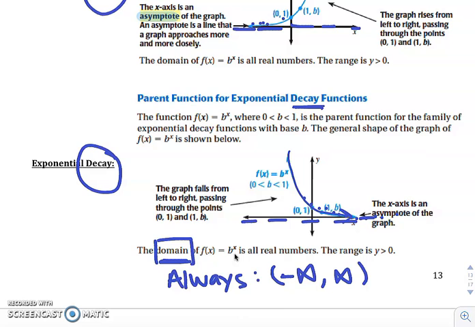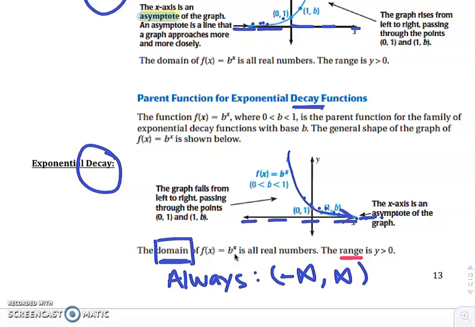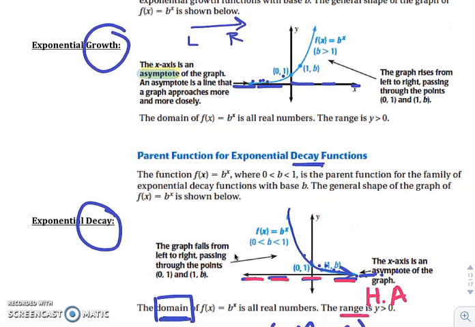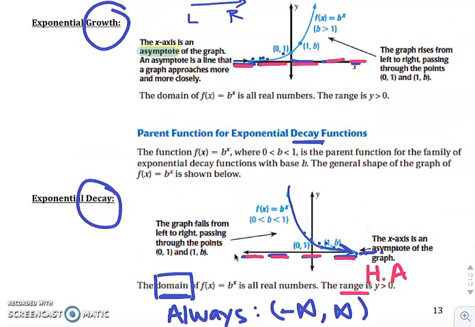Now the range, however, is always going to be based off of your horizontal asymptote. That asymptote is going to determine what your range is going to be. And we'll look at that when we do some actual examples. But exponential graphs, there are growth and decay graphs, and they have these things called horizontal asymptotes that your graph approaches but never reaches, just gets closer and closer to. We will do some together.